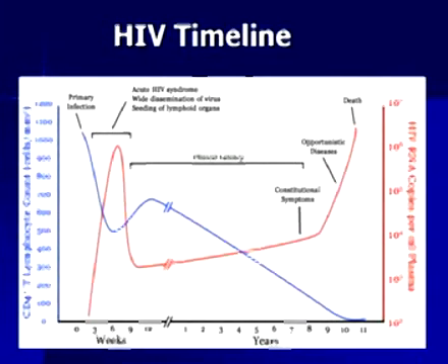Patients start to get symptomatic. Patients get sick. And without treatment, eventually the patients would die. And so that's what happens to an adult infected with HIV without antiretroviral therapy.